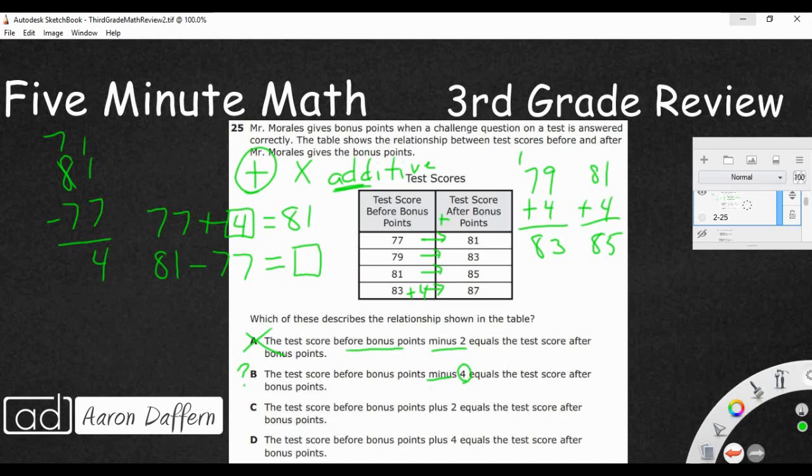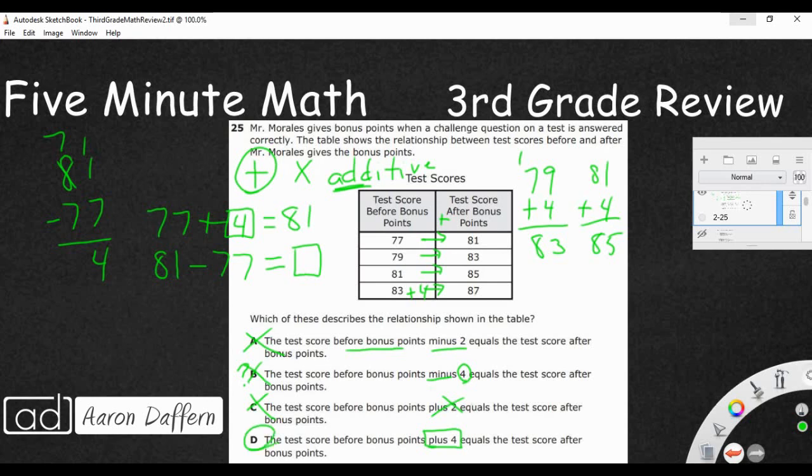The test score before bonus points plus 2, no, we're not adding 2. The test score before bonus points, there we go. There's my plus 4, so that's that additive relationship. So my answer is going to be D. Just need to add 4.